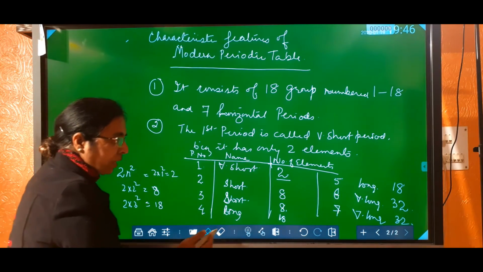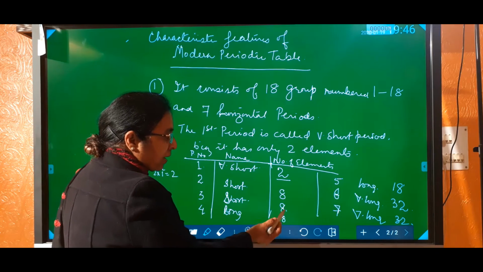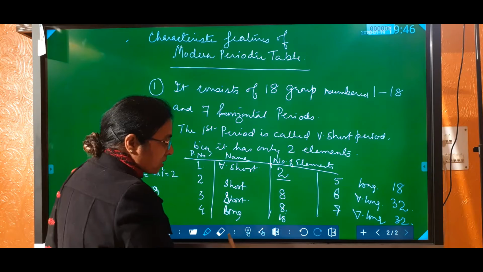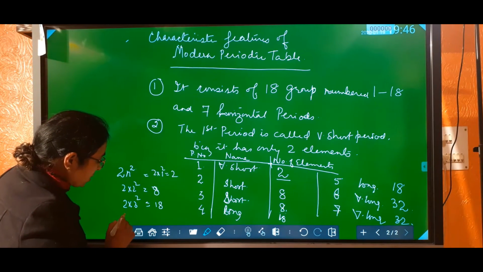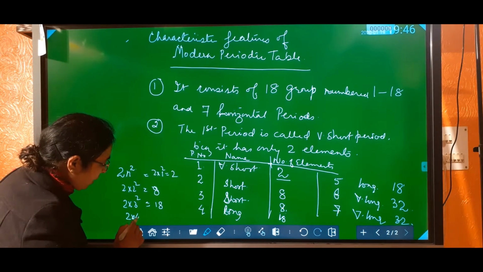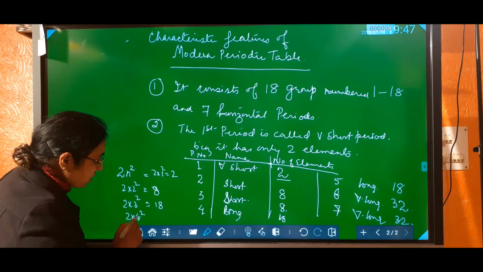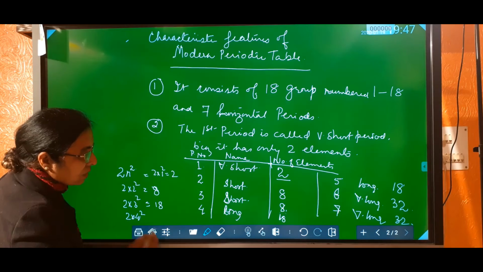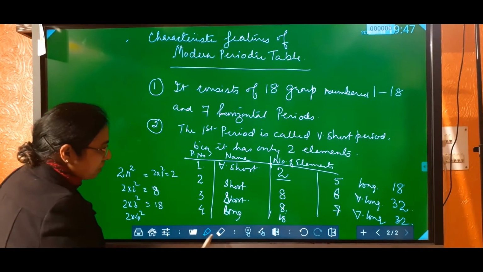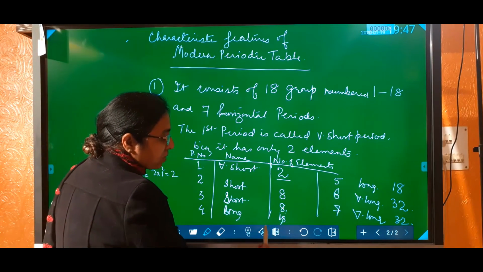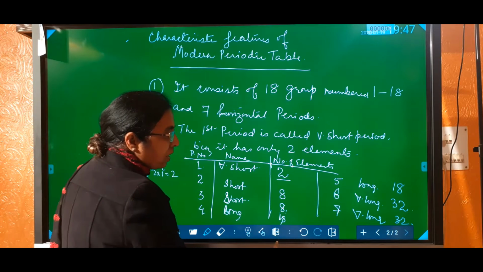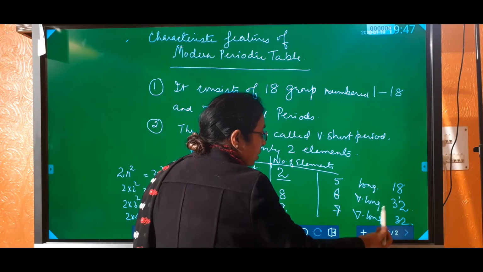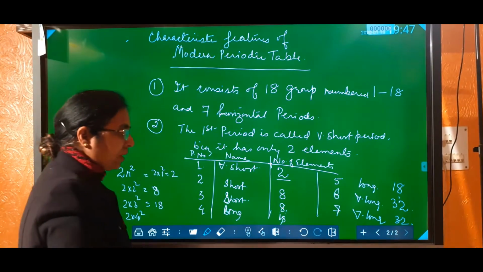But we know that the outermost orbit can have a maximum of 8 electrons. So we have 8 electrons over here. Similarly for the long period, this is 4 fours are 16, 16 plus 2, 18. So yes, we have 18 elements over here, and similarly we have this, which is also a long period. This is known as the very long period.